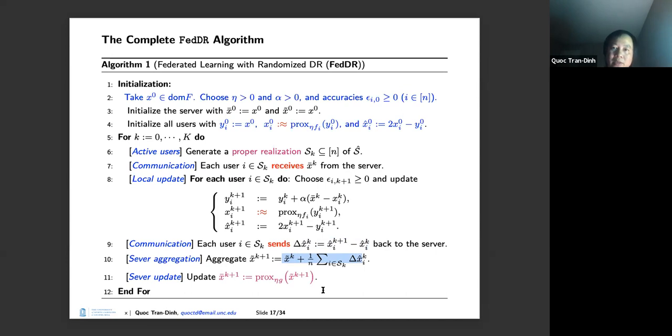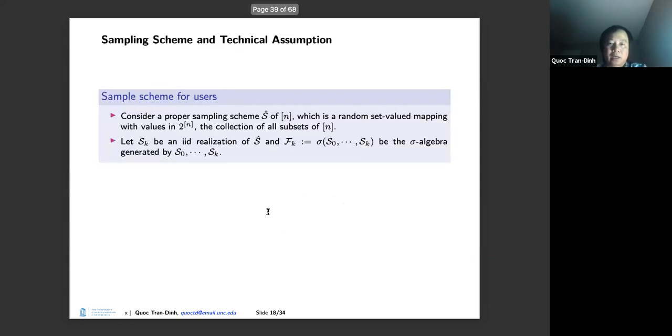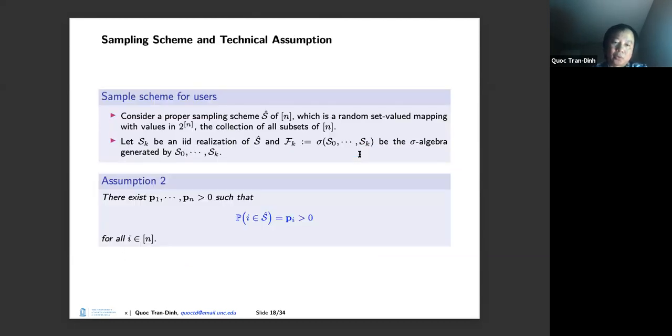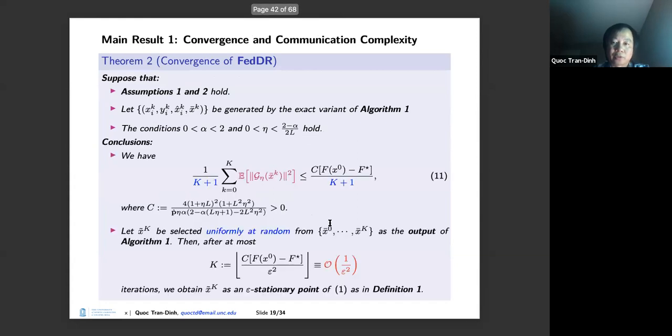This is called randomized Douglas-Rachford. Here we also allow the proximal operators to be approximate. We also allow this sampling scheme to be a little more general. It is not necessarily uniform. We only require that for every subset, the probability of updating each user must be positive. By imposing this condition, we can show the following results.